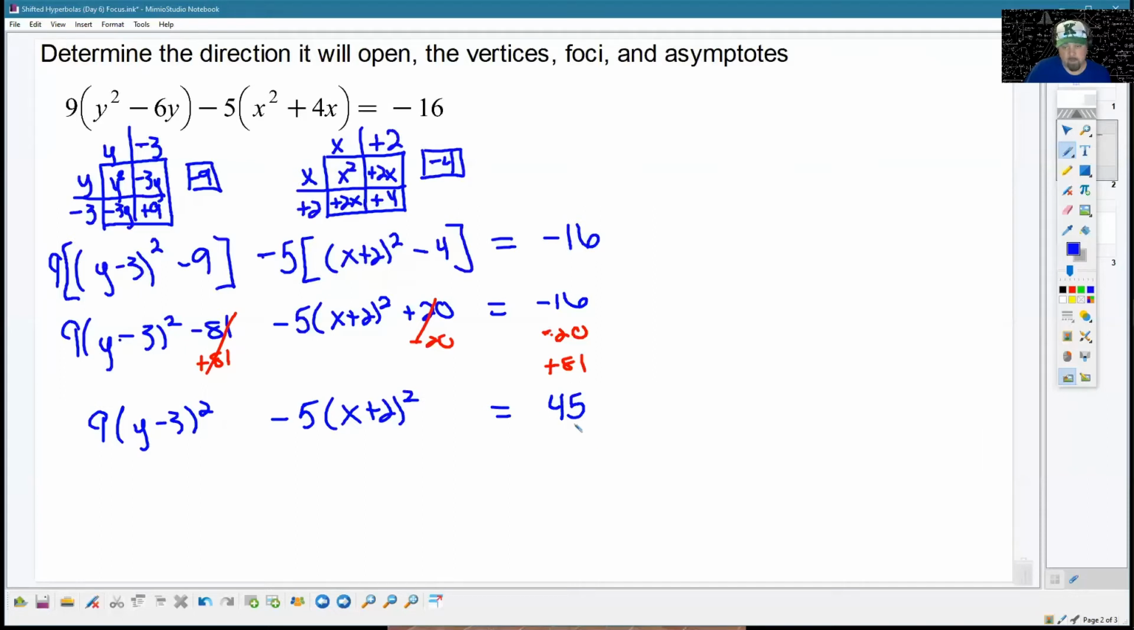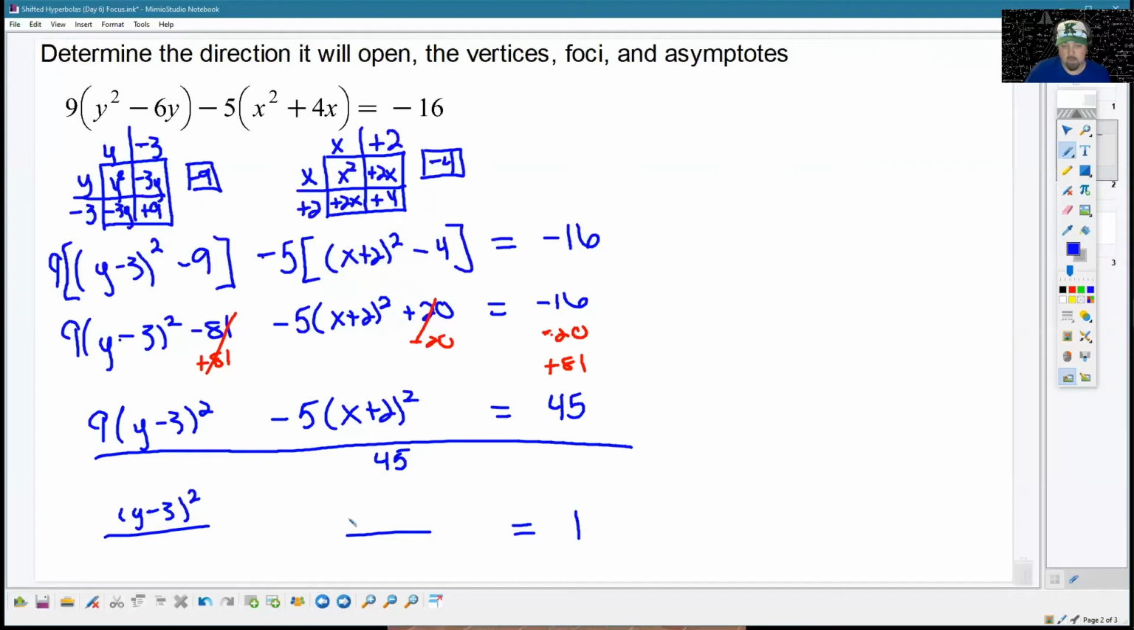Now, I don't want this 45 here, I want it to be 1. So we're going to divide everything by 45. So that'll give me 1 out here. And this stuff's going to remain on the top because these are going to have common factors. At least for the ones that we are doing, this is still going to be the minus.